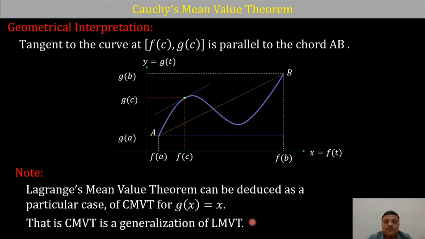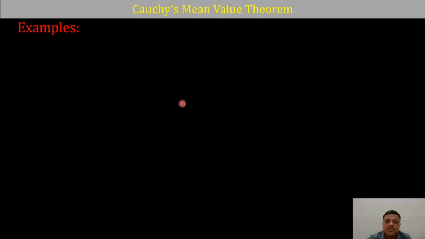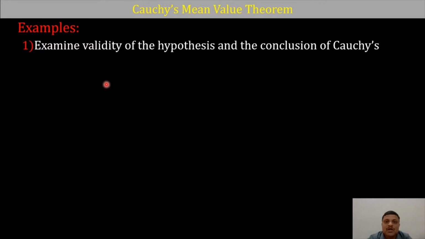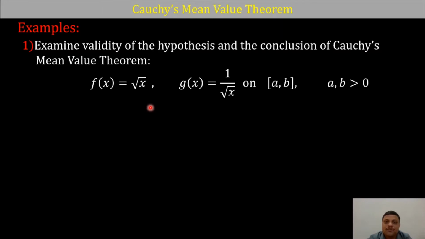Now we will go for solving the examples on CMVT. Consider the first example. Examine the validity of the hypothesis and the conclusion of Cauchy's mean value theorem for the functions f of x is equal to root x, g of x is equal to 1 upon root x on the closed interval [a, b], where this a and b are taking positive values only.